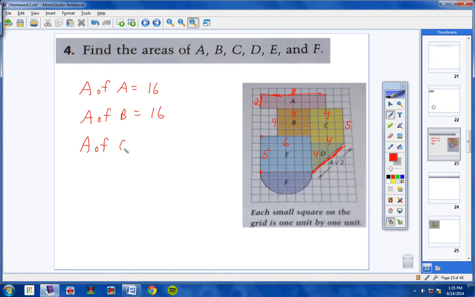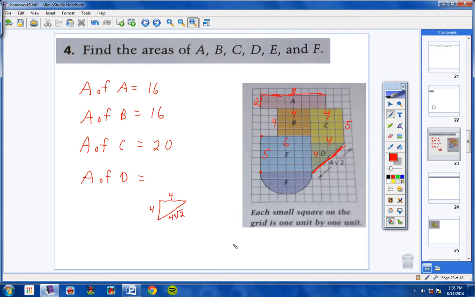The area of C would be 20 because I have a length of 4 and a length of 5 right there, and 4 times 5 is 20. The area of D, now this is a triangle, so let's be really, really careful. The triangle looks like this. And we know this is a 4, and this is a 4, and this is 4 square root of 2.